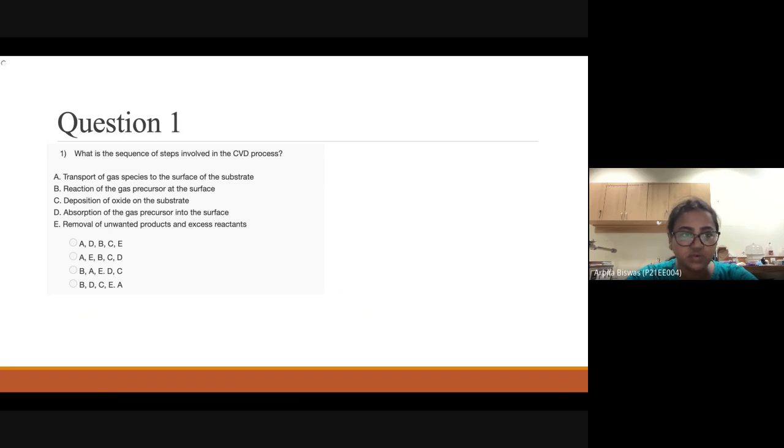The first option is the transport of gas species to the surface of the substrate. The second option is the reaction of the gas precursor at the surface. The third option is the deposition of oxide on the substrate. The fourth option is absorption of the gas precursor into the subsurface. And option E is removal of unwanted product and excess reactants. Please go through the options and try to give the right answer. Take your time, there is no hurry, but at least try.